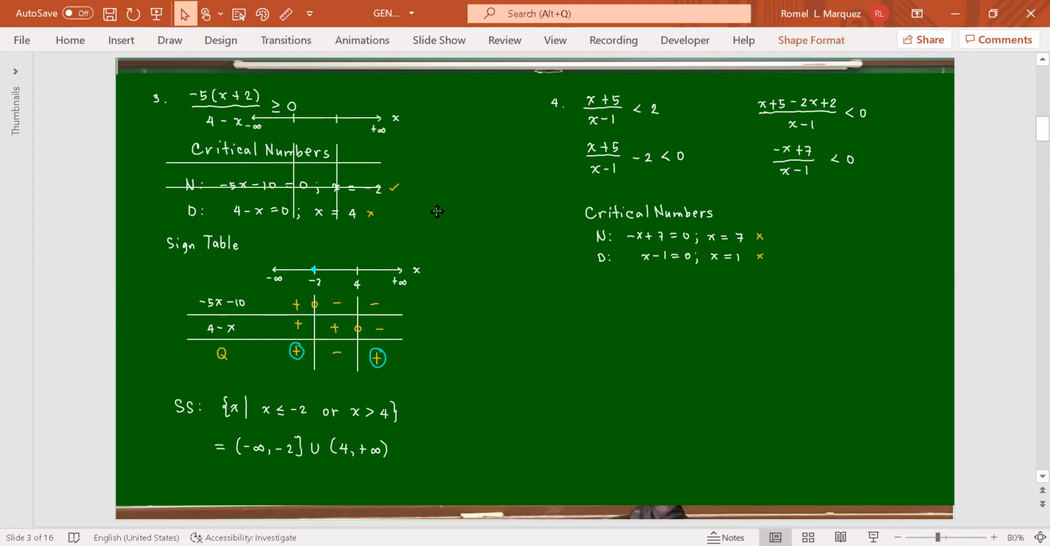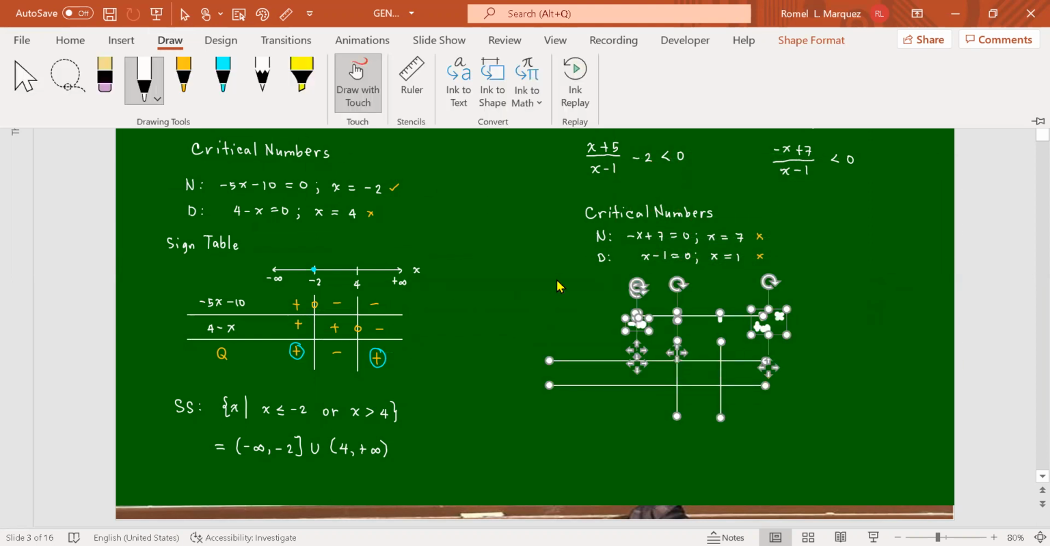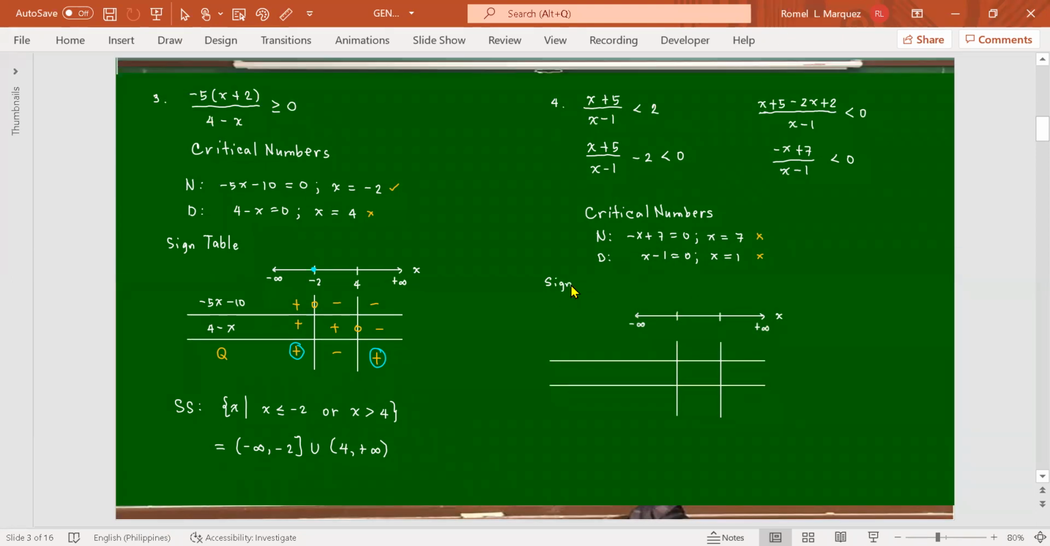Okay, so let's now proceed. So let's now have the sign table. See, I have already prepared the sign table. I am just pasting it. For the sign table, we're going to use numbers in the intervals. What are the partitions? 7 to the right, and then to the left is 1, no? What are the expressions? Negative x plus 7, okay? And then x minus 1. Am I correct, guys?